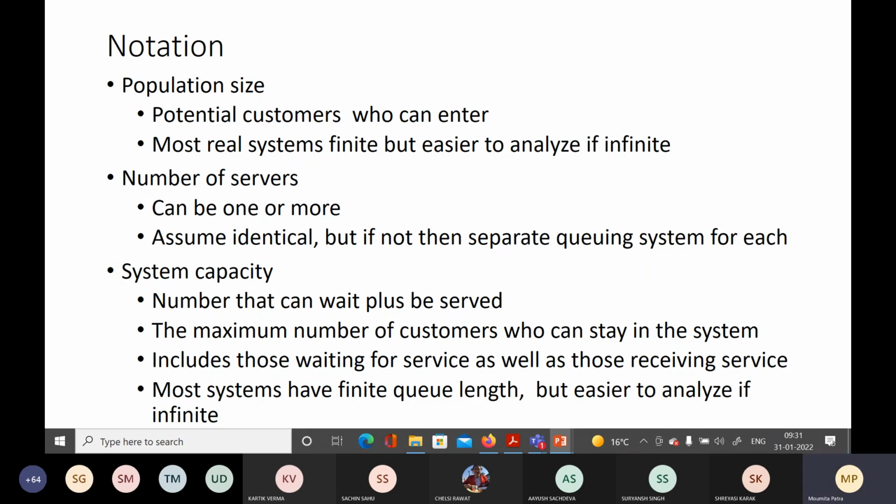Now here, for the queue length, in realistic systems we know that queue length cannot be infinite. It has to be a finite length queue. But for analysis, we sometimes consider it as an infinite length queue. We will see what the difference is, how the analysis is done when you have finite capacity and when you have infinite capacity. We will see how things change in due course.